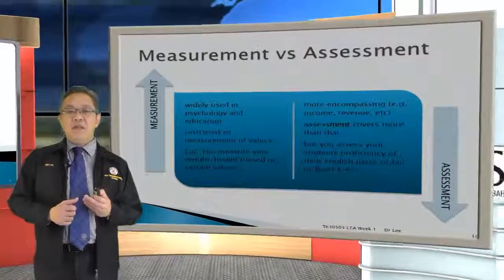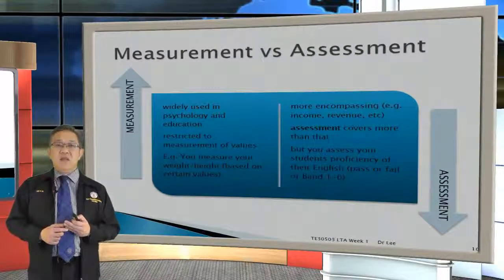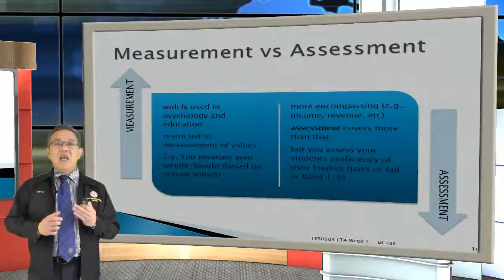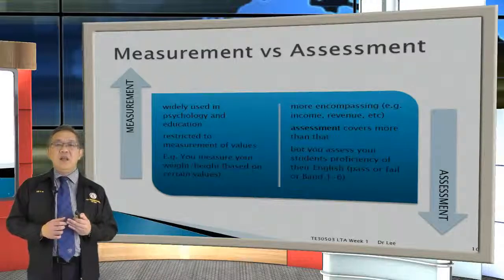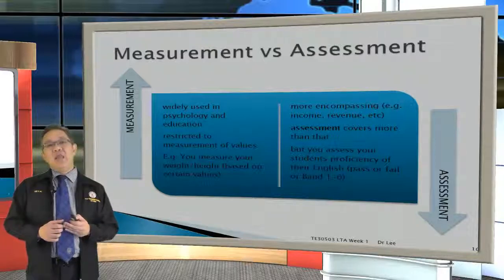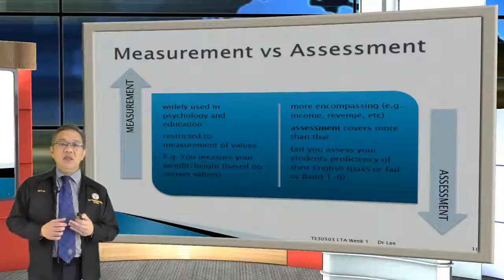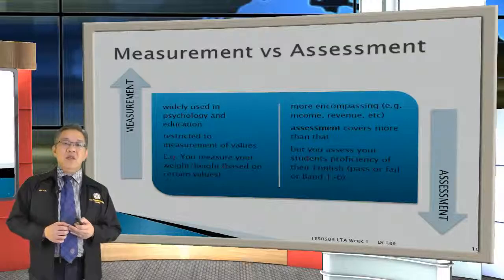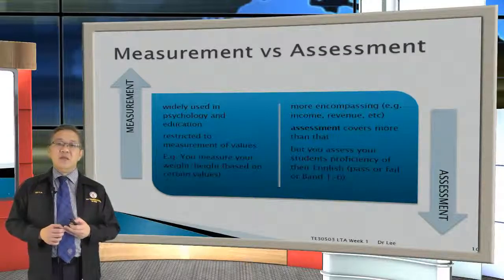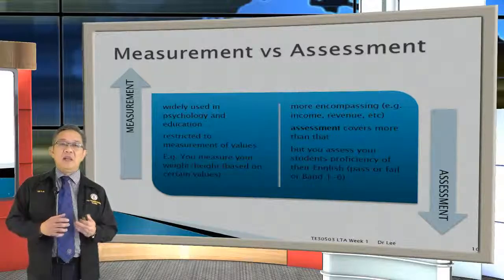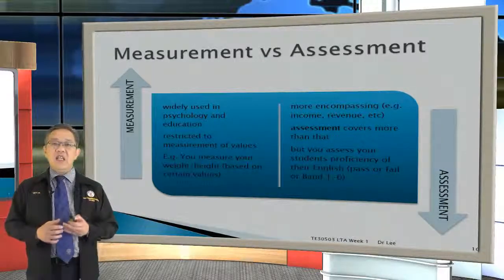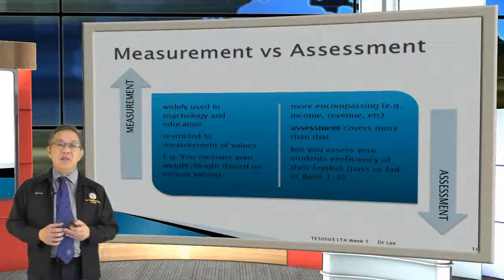So, what we have seen are the four major concepts. Besides these concepts, there are also some difficulties associated with some of the terms. So, for example, measurement and assessment. Measurement and assessment are commonly misunderstood. Measurement, in most cases, is widely used in psychology and education, whereas assessment is more encompassing. It might also include, other than psychology and education, income, revenue, and so on.